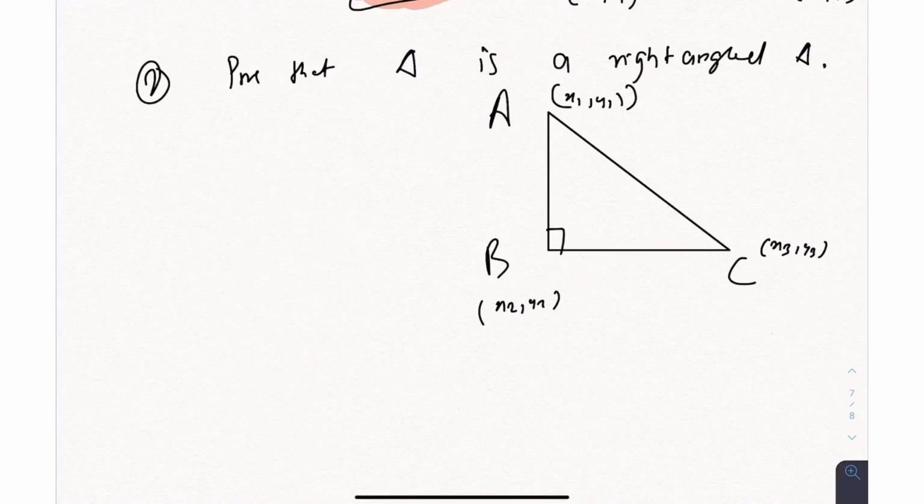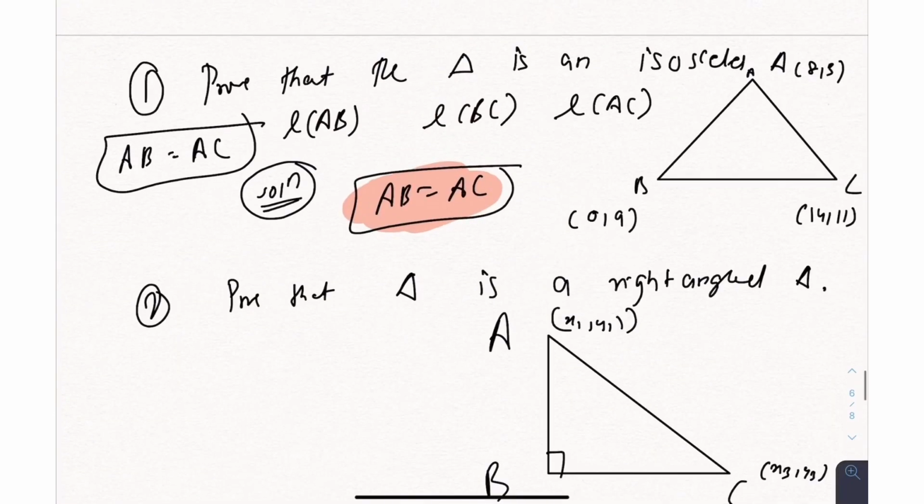Okay, but how to prove the triangle is an isosceles? Because the triangle is a right angle triangle. We know that to prove a triangle is an isosceles, we have to find the length of all three sides, and obviously, if a triangle is an isosceles triangle, then any two lengths will be equal. Okay, that is done.